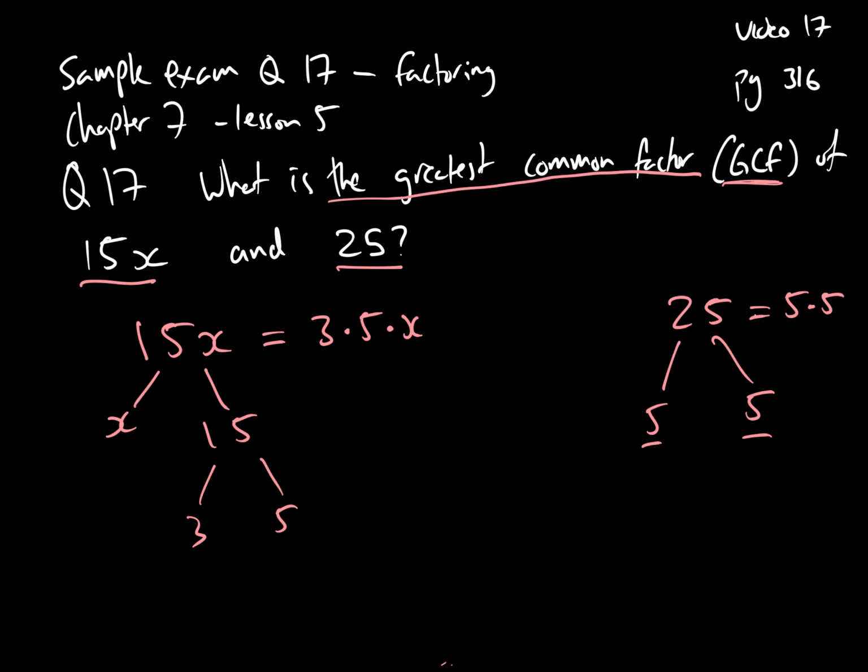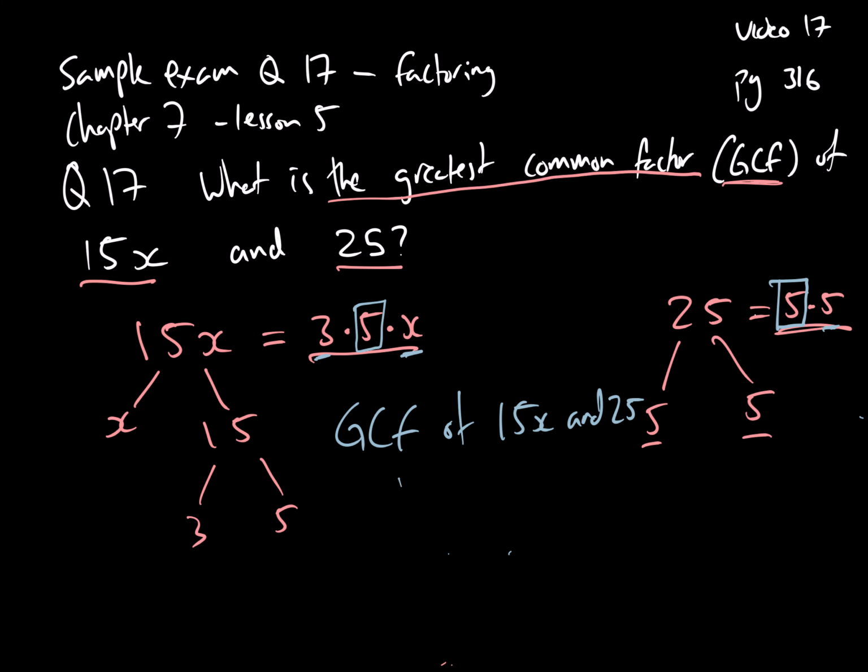The next step of finding the greatest common factor, you need to find which of these prime factors are the same in both monomials. So you can see here that 5 is the same as this 5 here, but the 3 and the x are not the same as the 5 over here. So we can say that the greatest common factor of 15x and 25 is 5.